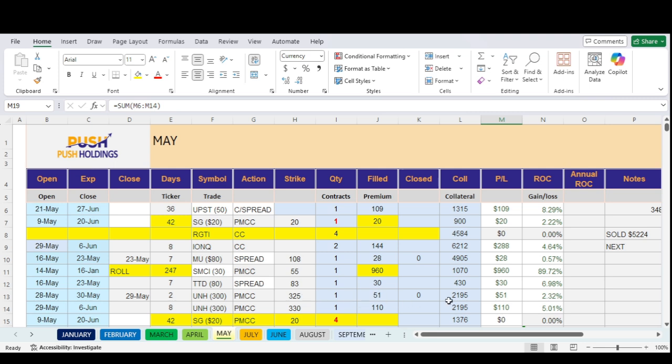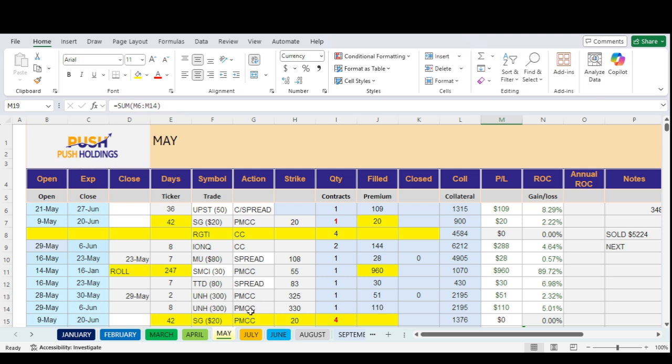So I was able to log this off, made a 2%, and right away I went ahead and sold another one. So you can see here, I closed this off on May 29th. On the very same day, I went ahead and I sold another call. The other call I sold, I received $110, which was twice as much as what I sold previously. That's just to show you how volatile this stock is right now.